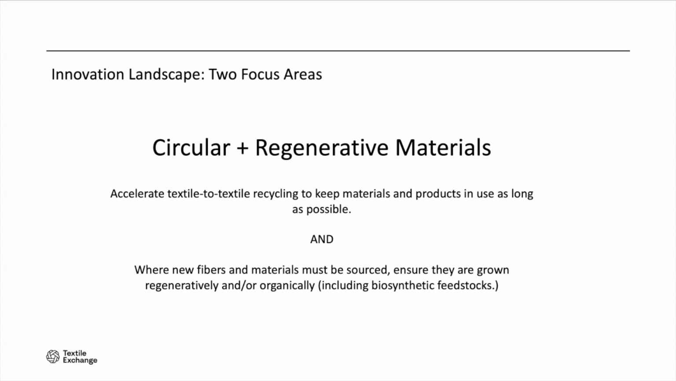And where brand new fibers and materials must be sourced, the idea would then be that they're coming from organic or regenerative natural sources. And when we think about this, again, to my comments earlier, this is really the opportunity for natural materials to leave the environment better than they found them, essentially the potential of regenerative agriculture practices to sequester carbon in the soil, for example.